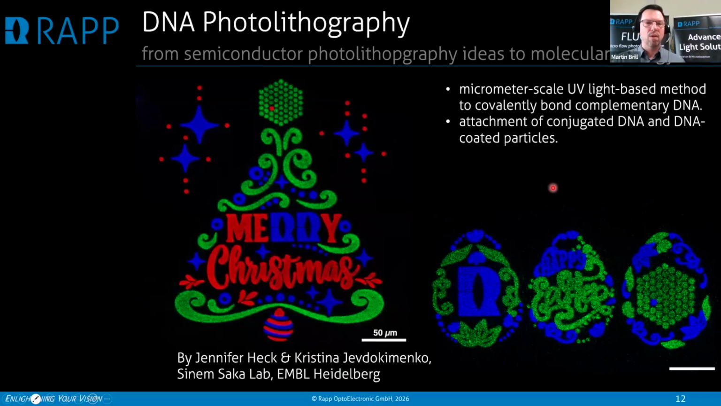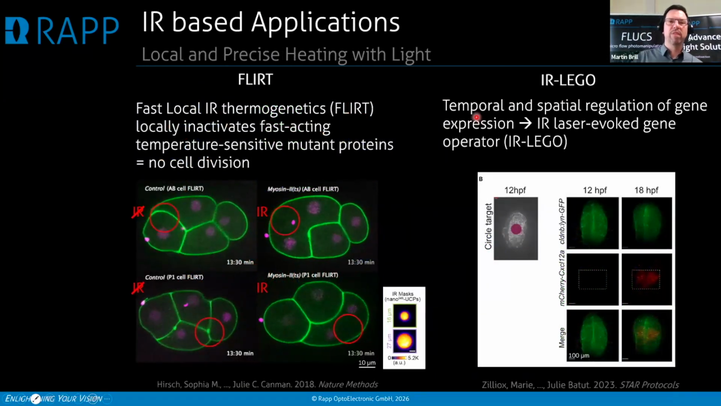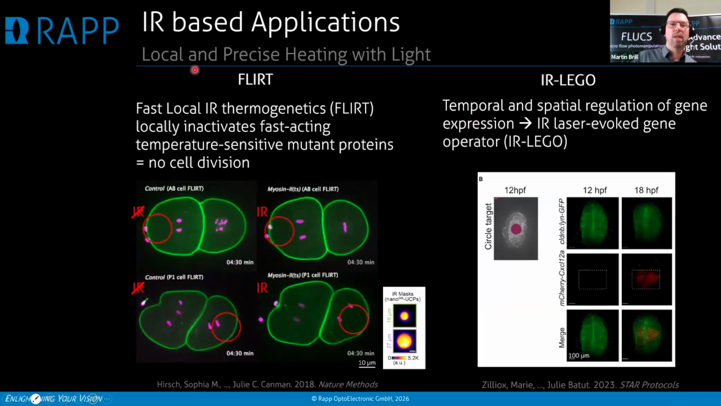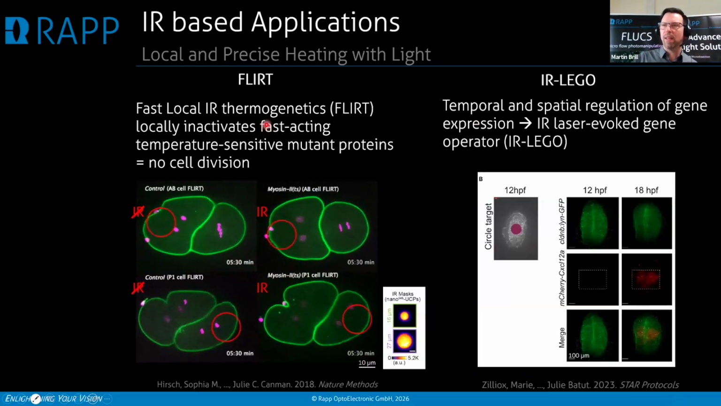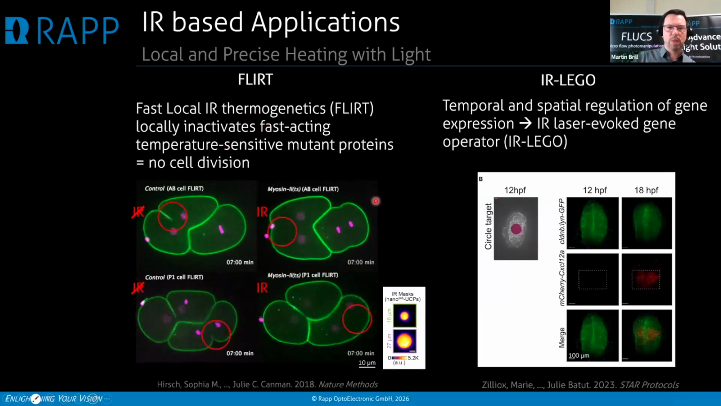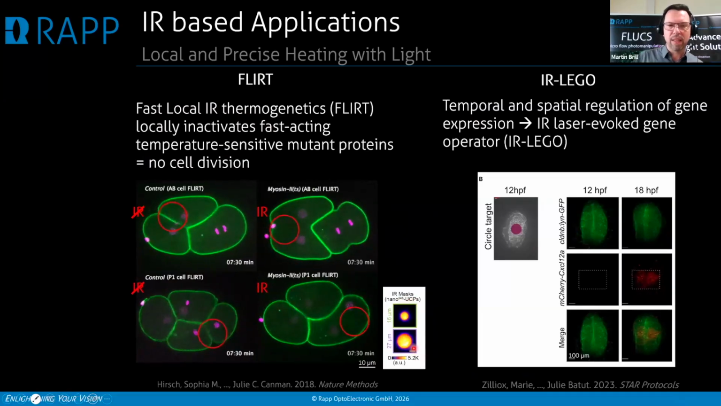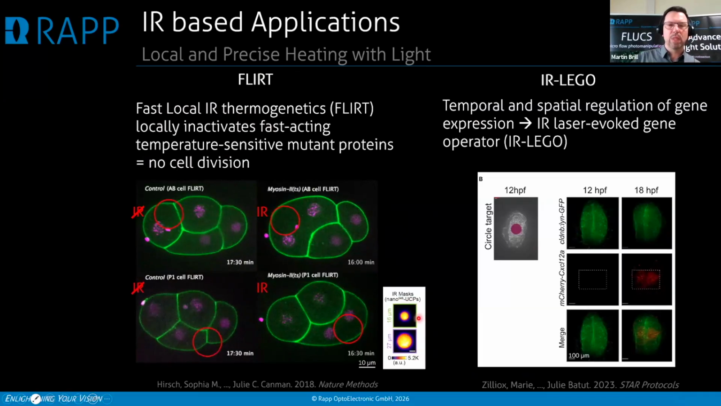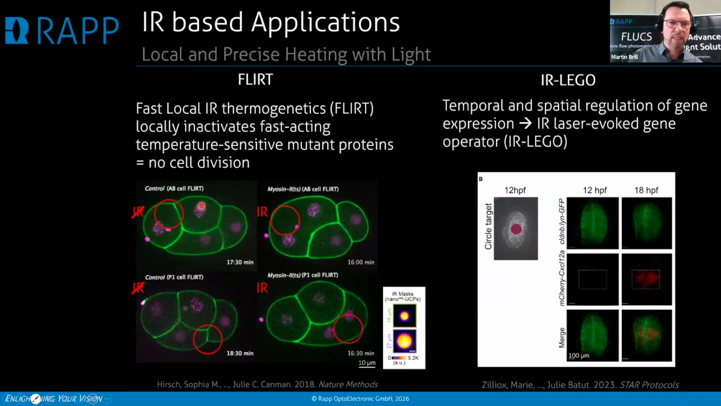If we walk now from the UV to the more IR side of the spectrum, then we have here an example, FLIRT. So this is fast local IR thermogenetics. It's a bit like optogenetics, but instead of light, we are using heat. We can do this very specifically and confined with our scanners and with this device, the Geo module, for example.